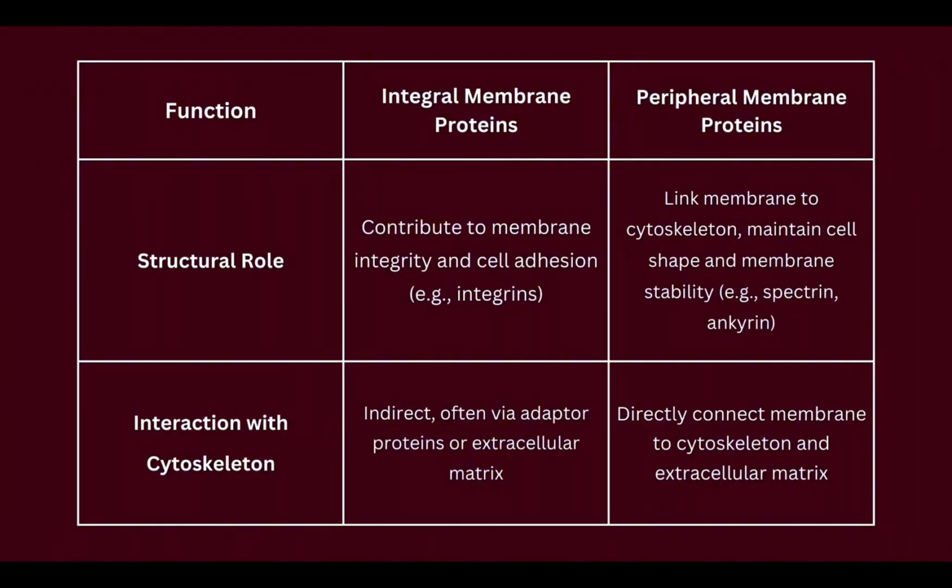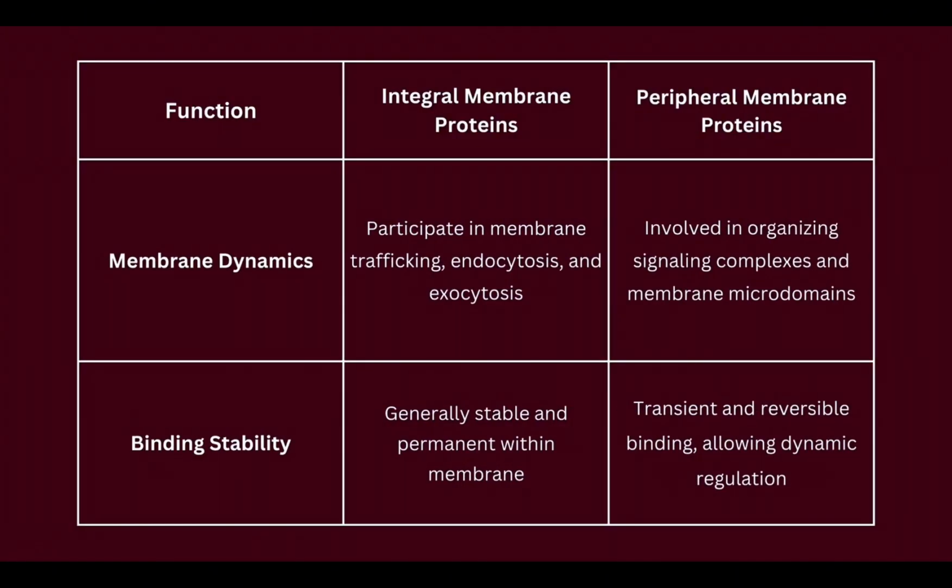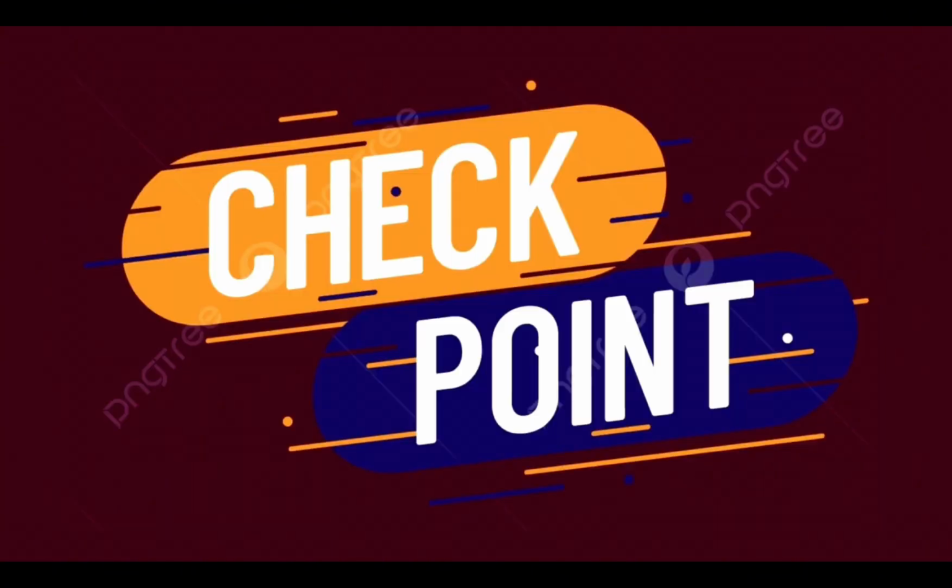Cytoskeleton interaction. While integral proteins link indirectly via adapters, peripheral proteins bind directly to cytoskeletal elements or extracellular structures. Finally, dynamics and binding. Integral proteins are stable and embedded long-term, while peripheral proteins bind reversibly, making them more dynamic in function. Now it's time for a checkpoint.